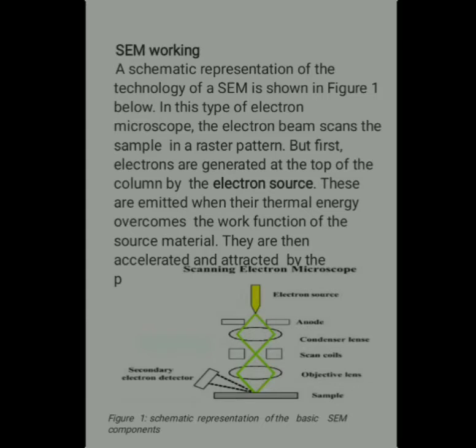As you can see in the figure, first we have an electron source, then an anode, then we have the condensing lens, then scan coils, and then the objective lens, and then finally the beam will fall on the sample, and the image will be seen by a secondary electron detector.